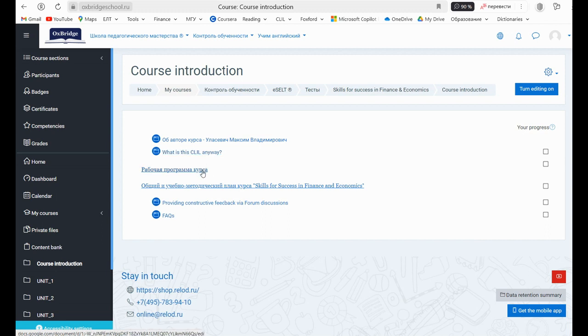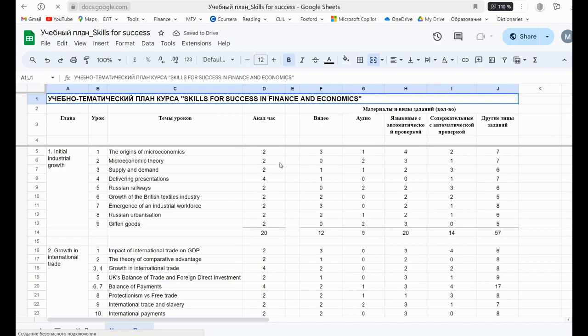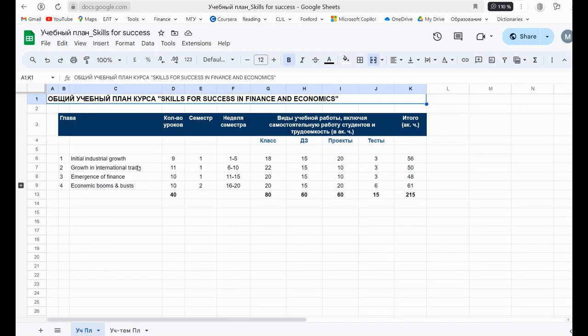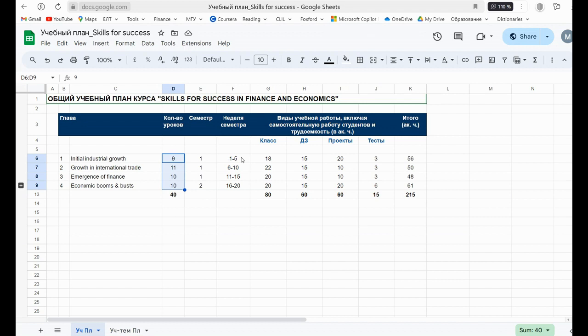For those of you who are theoretically minded, there's a detailed syllabus and a detailed description of how the course was constructed. The overall view of the course can be found here in terms of the detail for the various lectures and what types of exercises are within those lectures. And then you can also find an overview of all of the units, the number of lessons there, and how it's suggested that these lessons are organized over the course of semesters.